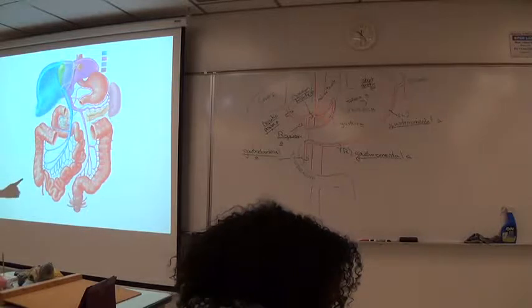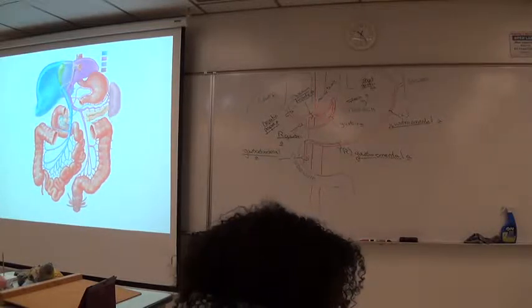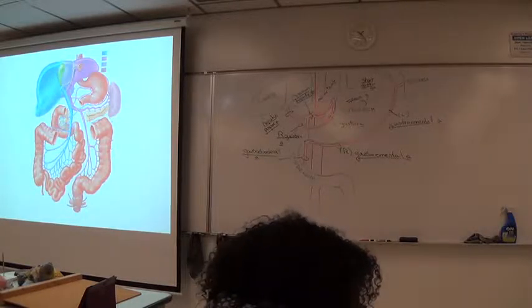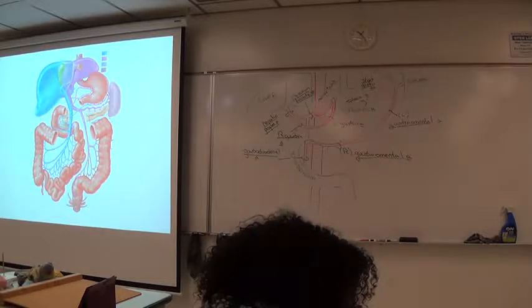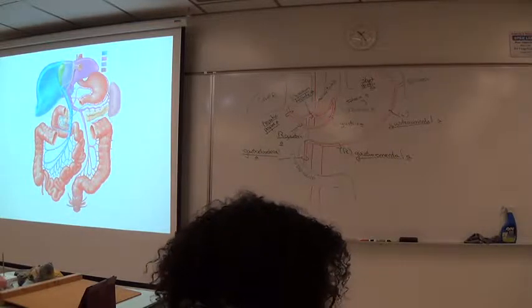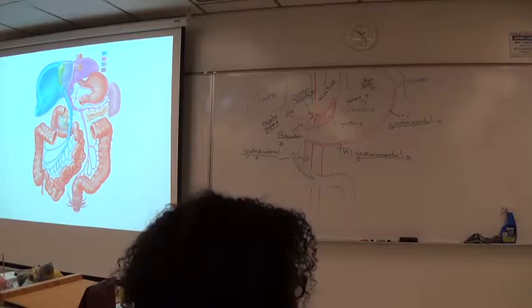So the only new structures we're adding are the branches of the celiac trunk vessels. Short gastric, right, left gastroomental, and right gastric, and gastroduodenal.